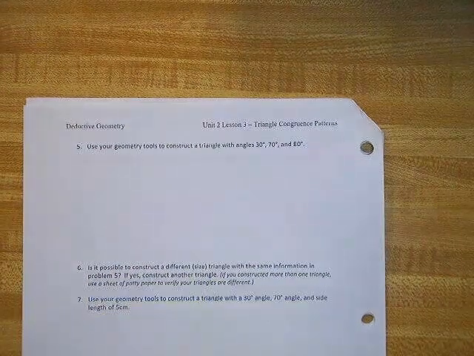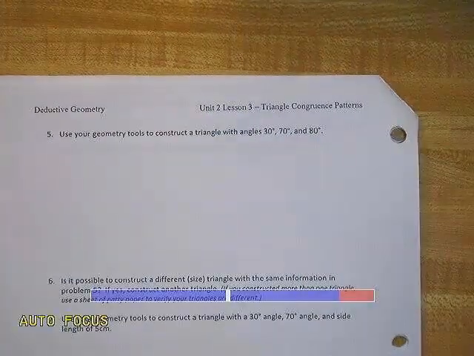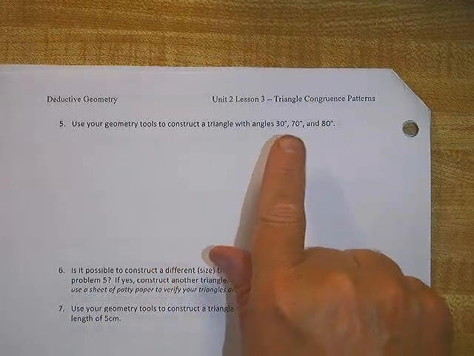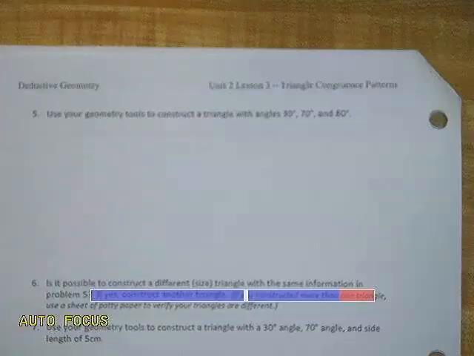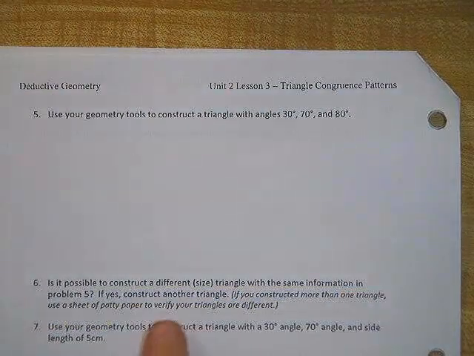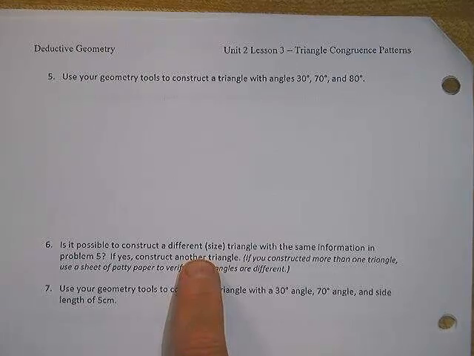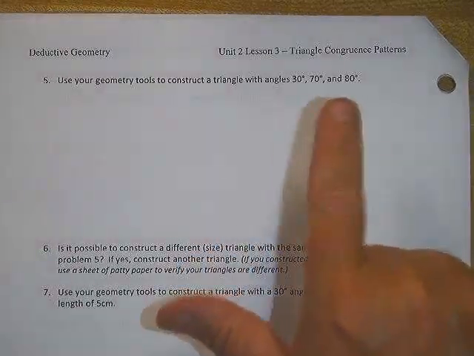Okay, so similar to page 1, this video will cover just page 2. It's asking you to come up with a triangle that has these three angles, a 30, a 70, and an 80. And then it's asking you, is it possible to come up with just one additional triangle with the same information, the same three angles?